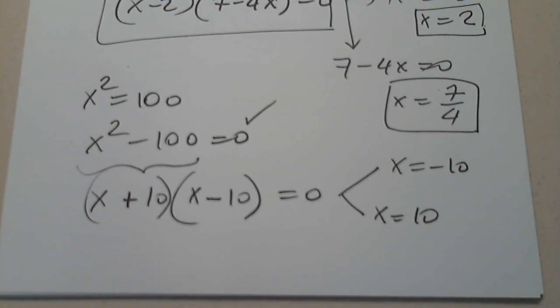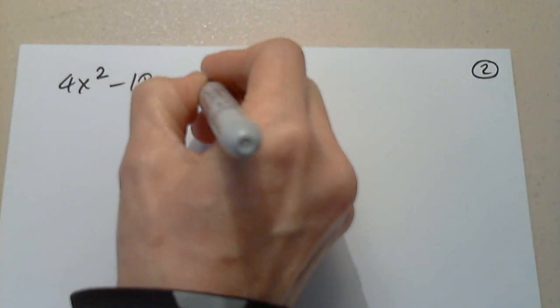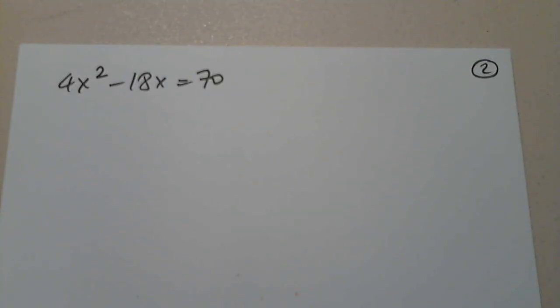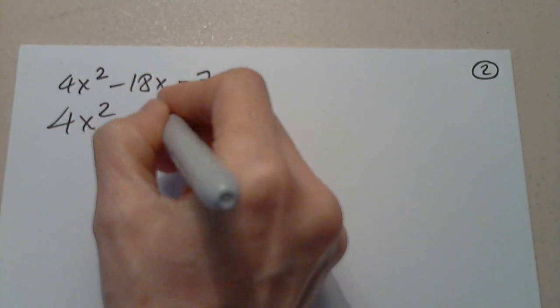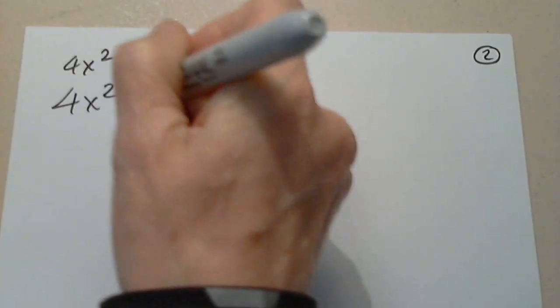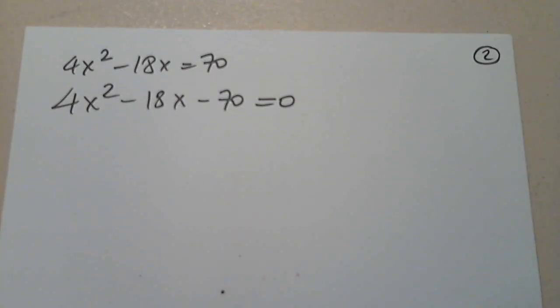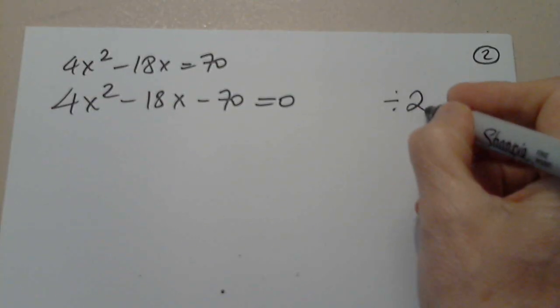Okay, we move on. The next one, 4x squared minus 18x equals 70. Subtract 70 from both sides. That's the first thing: 4x squared minus 18x minus 70 equals 0. Now, because this is an equation, and I see that all these terms can be divided by 2, I will divide them by 2.